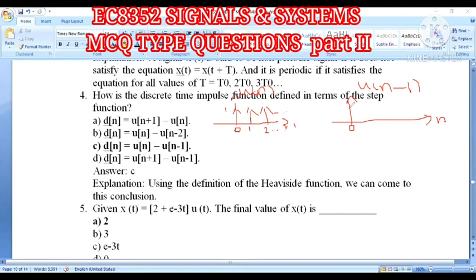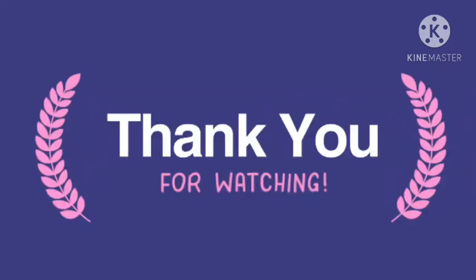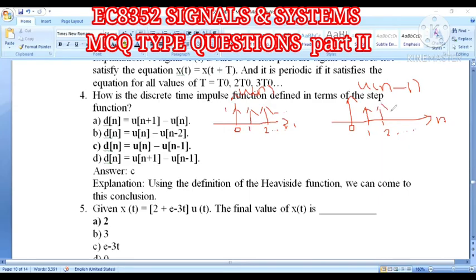For this question, with the help of the diagram only, you can answer it. Okay, u of n minus 1 means that for n equal to 0, 1, 2, up to infinity, your signal starts at n equal to 1. Okay, am I clear? Up to infinity, so here also the amplitude is 1. Now you subtract these two answers.